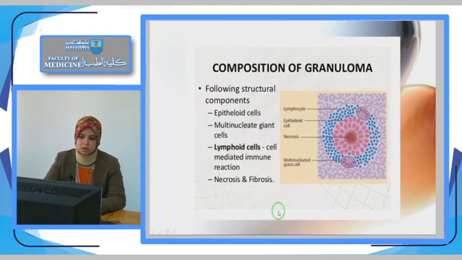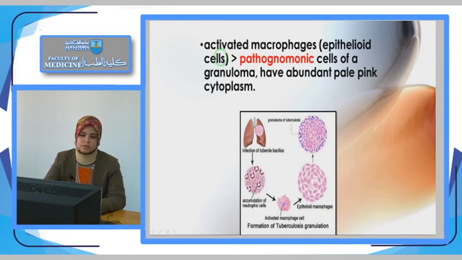Again, we have a diagram here to show me the composition of the granuloma. We said it can be a central nidus or central focus of necrosis surrounded by epithelioid aggregates or epithelioid cells, and the outermost layer is the collar of lymphocytes. Activated macrophages, we said, are called epithelioid cells, and they are the pathognomonic cells of granuloma and they have abundant pale pink cytoplasm. Okay. These are the epithelioid cells and the activated macrophages. It is very important to know that they are pathognomonic. Pathognomonic means the cells that distinguish the granuloma under the microscope.